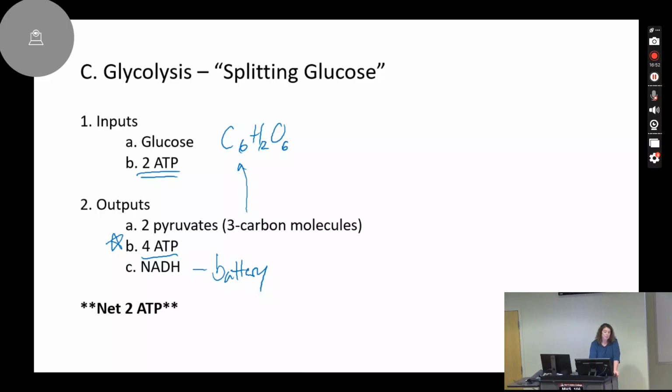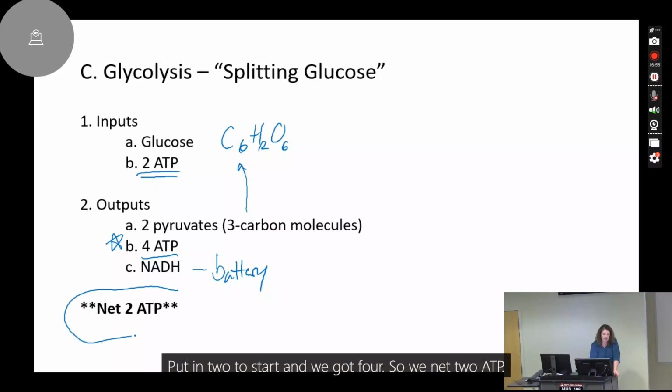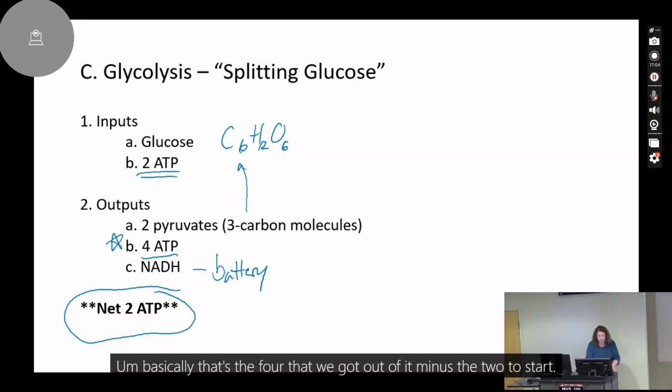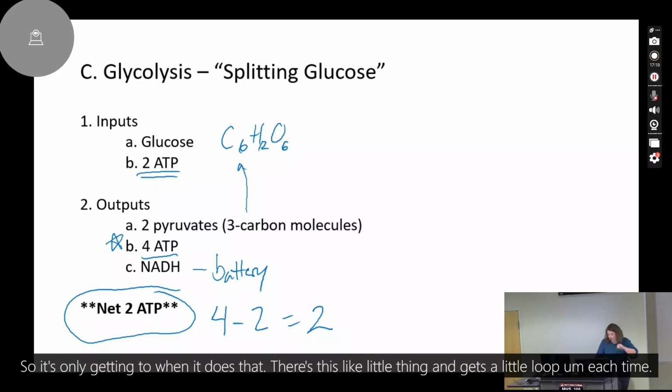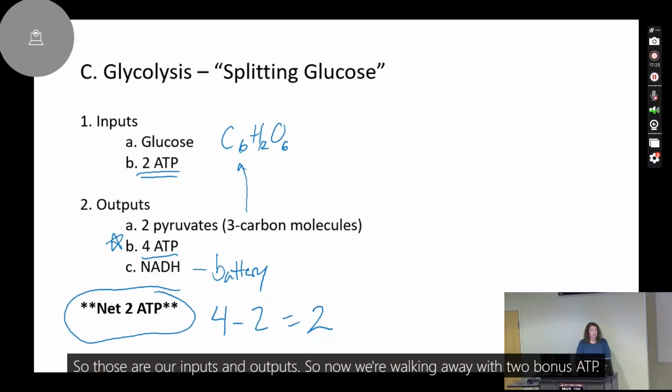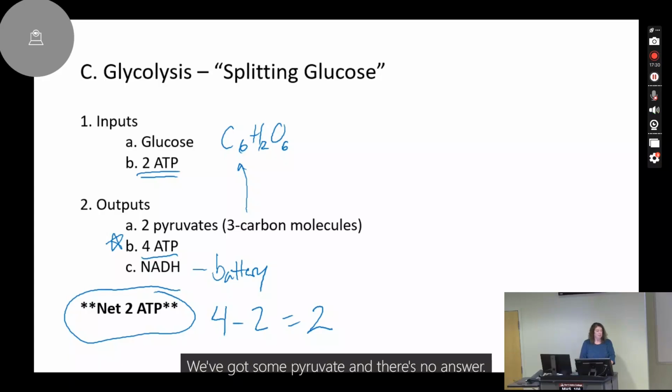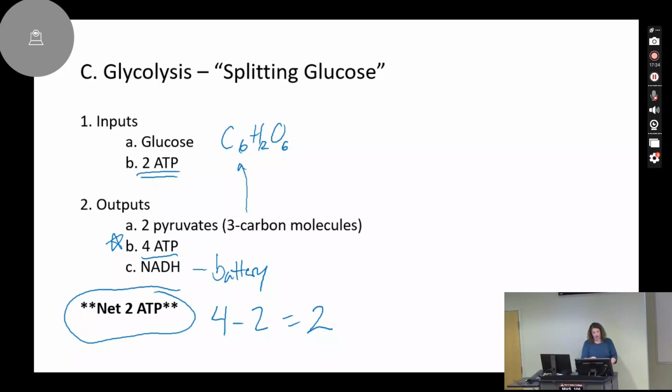So we put in 2 to start, and we got 4, so we net 2 ATP. So we got some. Wasn't tons. That's all right. Basically, that's the 4 that we got out of it minus the 2 to start, and that's how we end up with 2 net ATP. This also happens for anaerobic cellular respiration, so it's only getting 2 when it does that. So those are our inputs and outputs. Now we're walking away with 2 bonus ATP. We've got some pyruvates and this NADH stuff.